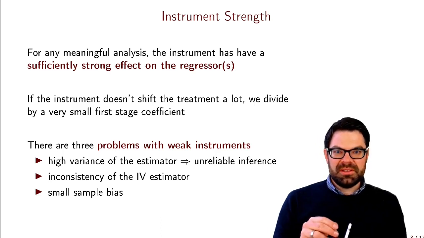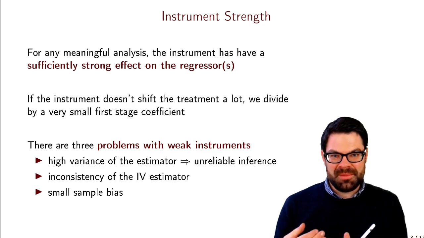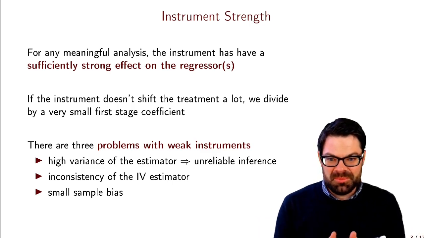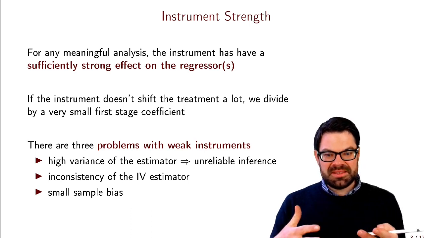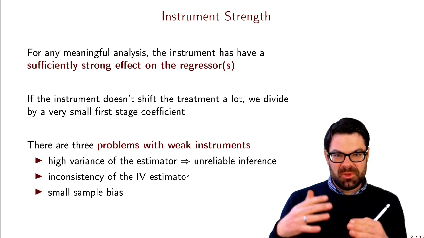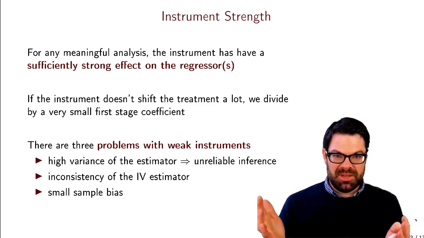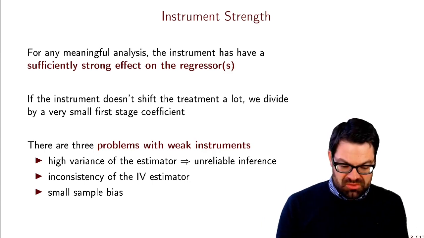And the third thing, which is somewhat related, is that we don't have a sample of infinite size, which is what we typically have. We have a small sample bias with IV estimators generally. And if we have weak instruments, that small sample bias is even getting bigger. So there are lots of reasons why instruments should be strong.